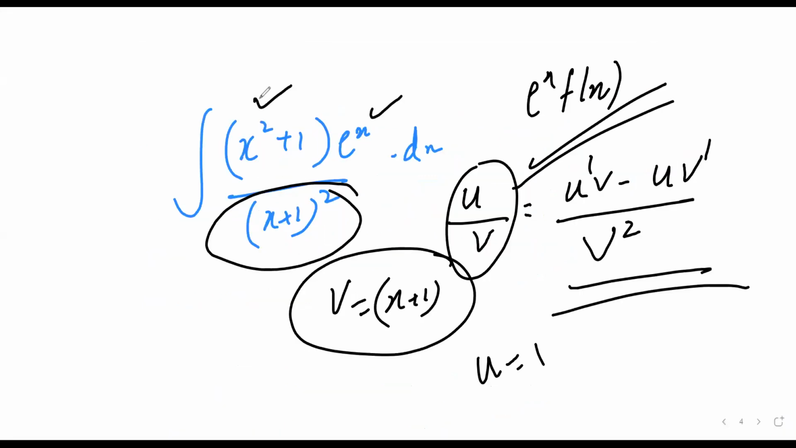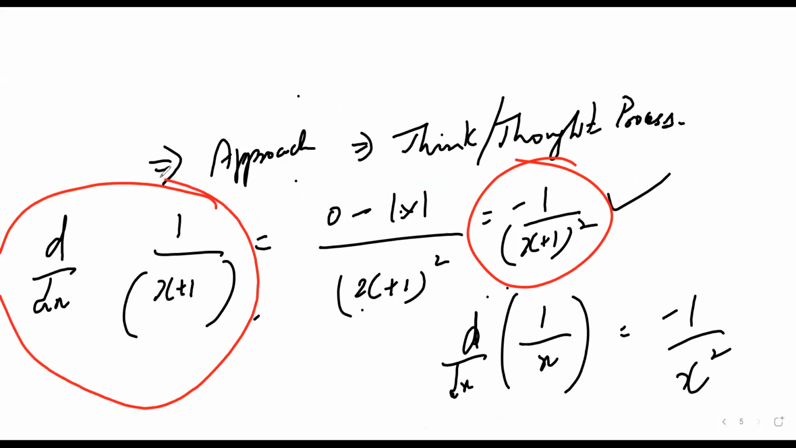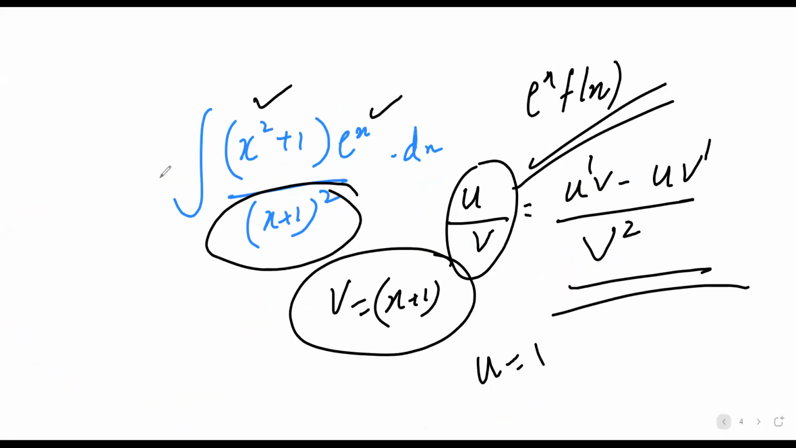X square plus 1. 1 is already I got minus 1 by x plus 1 the whole square, that is if I differentiate this. But in the question, is there minus 1 here? No. In the question, there is no minus 1. So what I will do, I will add 1 and I will subtract 1. So with this question, I will subtract 1 and I will add 1.